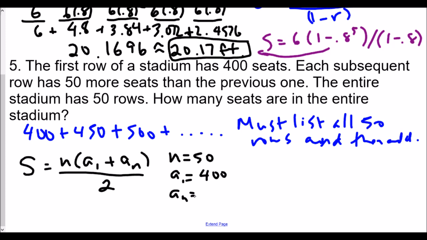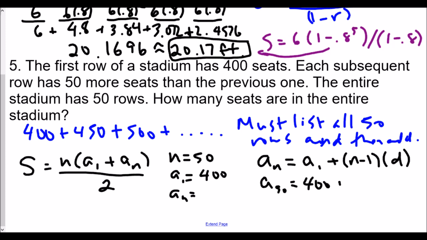And so we have to use another formula. In this case, our nth term formula, which is a sub n equals a1 plus n minus 1 times d, where d is the common difference. Now, our common difference is how much we're adding by in this problem. And we're adding by 50 every single time. So our d value is 50. So the 50th row will be 400 plus 50 minus 1 times the increase each time of 50.